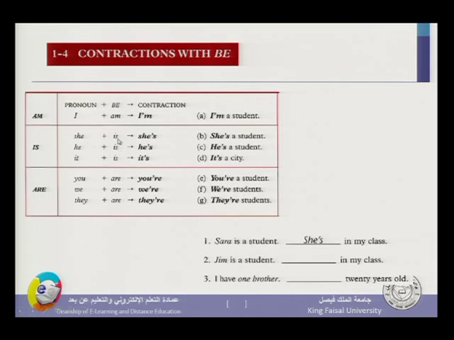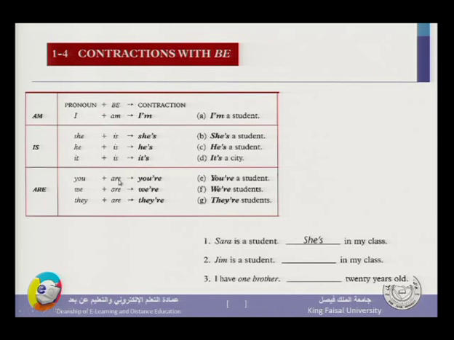What about is? Can we contract is? Yes. Instead of saying she is, I can say she's, like that. Again, we remove the I and add an apostrophe. So she's. He is can be he's. It is can be it is, or it's. See? So look at this. She's a student. He's a student. It's a country.